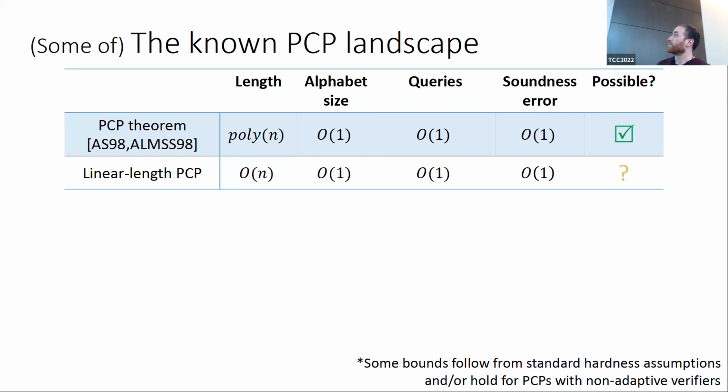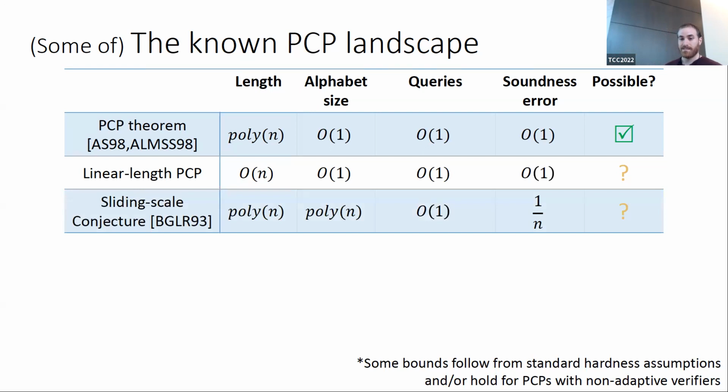Another way to improve this PCP theorem would be to get the soundness error down from a constant to 1 over n. We can even allow the alphabet size to grow, but we want inverse polynomial soundness. And this is known as the sliding scale PCP in the inverse polynomial soundness error regime. We don't know how to do this as well.